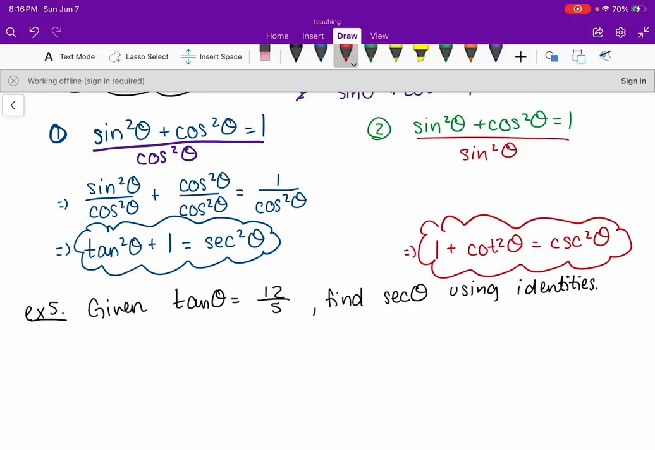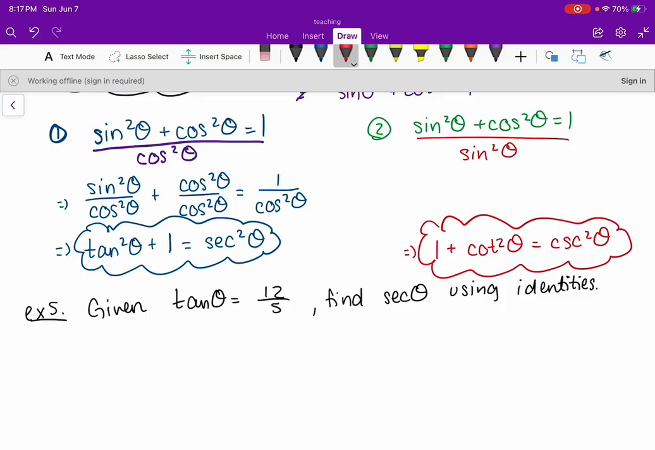I'll tell you another way you can do this, not using identities. You can say tangent is opposite over adjacent. So that's giving you two sides of the triangle. Secant is your hypotenuse over your adjacent. So if we solve for the hypotenuse, we can go get secant. That's one way to do this problem.